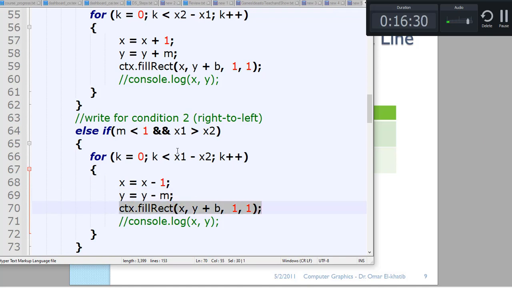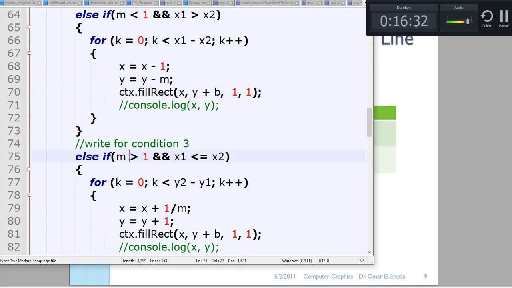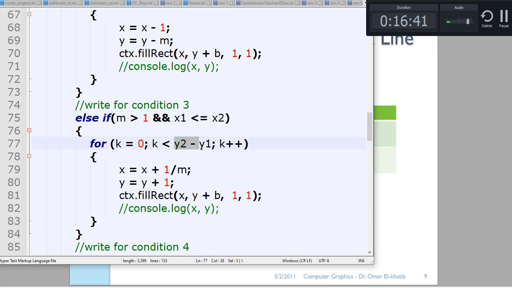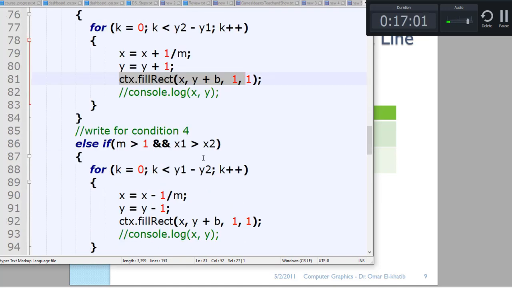This is condition 2. In condition 3, we have m greater than 1 and x1 is less than or equal to x2. So this is m greater than 1 and left to right. Now remember, as I told you, we will change the loop. Now we are drawing according to y, and delta y is 1 and the loop runs for y2 minus y1. So we are drawing from top to bottom or bottom to top, whatever you call it, and the x change is 1 over m. Okay, and the same thing we draw it.